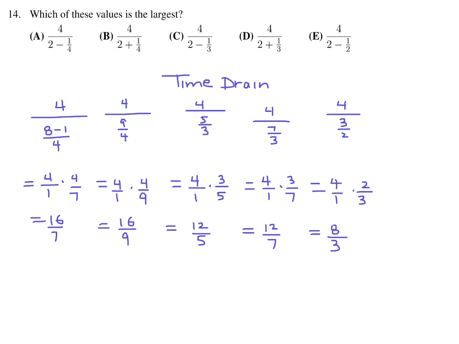And then if you take out your calculator, which are allowed on the Canadian exams, and do the decimals, this would be 2.2 approximately. This is 1.7. This is 2.4. This is 1.7, all approximate values. And this is 2.6. So the largest one is E for number 14.